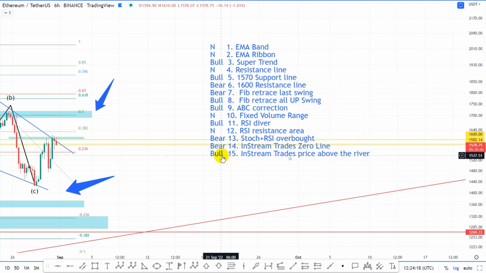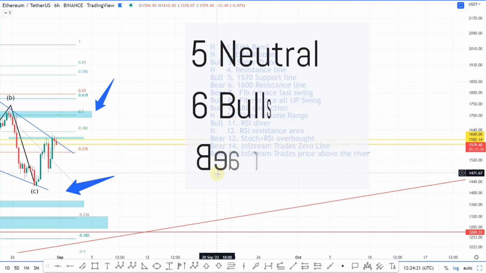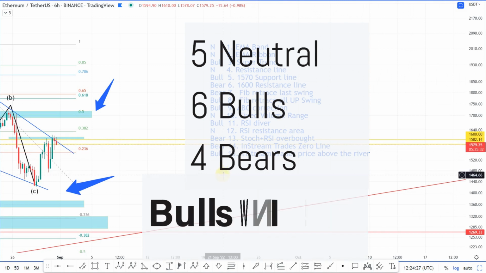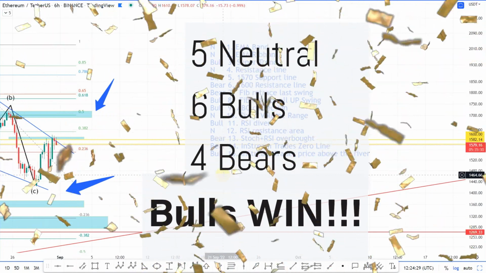So totally we have 5 neutral, 6 bullish, and 4 bearish. So according to that, bulls win, and we have more signs for the bullish count than for the bearish count.